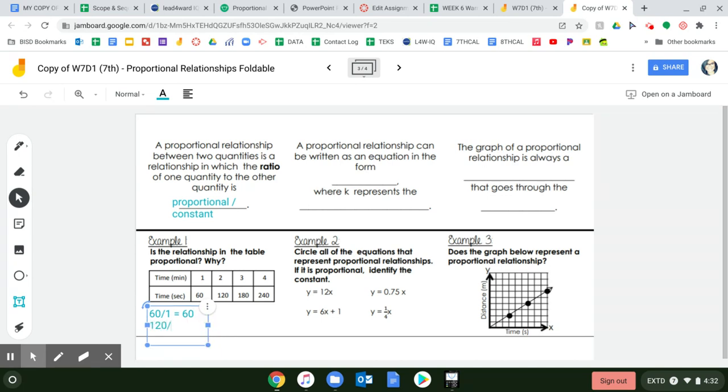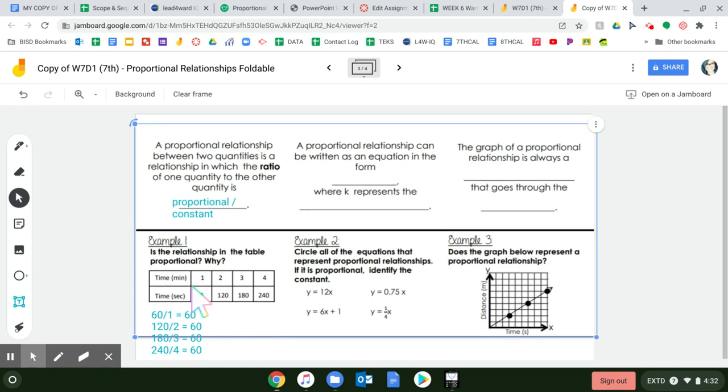So we have 120 divided by 2. That also gives us 60. 180 divided by 3 also gives us 60. And then our last one is 240 divided by 4. Big surprise, also gives us 60. So we know that the values in this table are proportional, and because the rate is constant, the rate of change is constant.